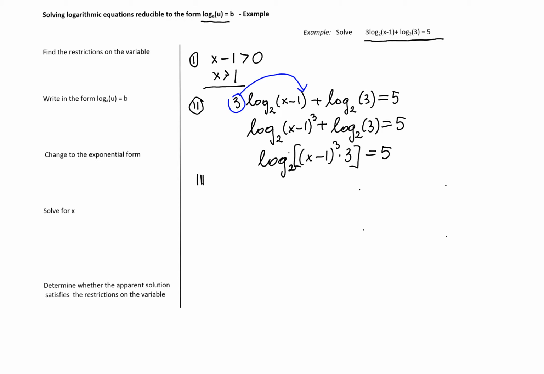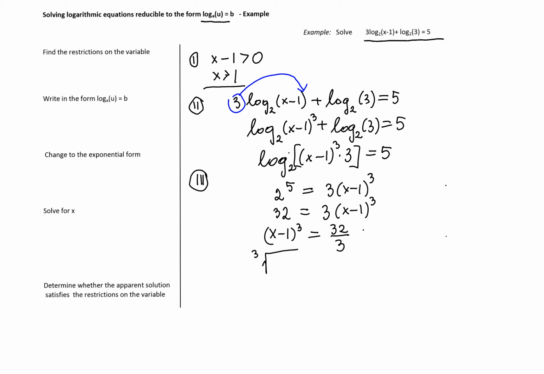So step 3 is to turn this equation into the exponential form. And therefore we'll have 2 to the power 5 is equal to 3 times x minus 1 to the third power, which gives me 32 is equal to 3 times x minus 1 to the third. Isolating the x minus 1 to the third will give me x minus 1 to the third equals 32 over 3. To solve this equation, we can simply take the cube root of both sides.